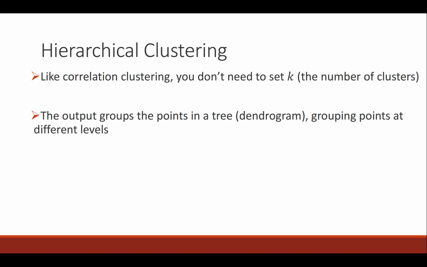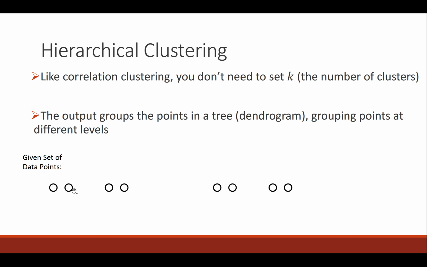Now let's move to hierarchical clustering. So like correlation clustering, you don't need to set K, the number of clusters, but the output in hierarchical clustering is supposed to be basically a tree, or what they call a dendrogram. So points should be grouped together in a tree, and the higher you move up in the tree, the more points you're clustering. So let's consider the following example.